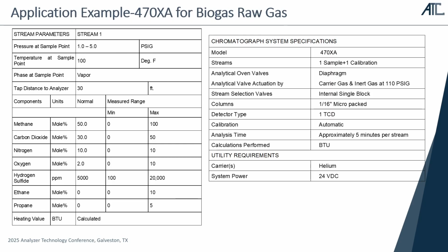You can do stream switching because EPA requires you give an update every 50 minutes, right? So the BTU will be calculated. And for this application, helium is used as carrier. If you want to use hydrogen, that's okay as well. So the system power is 24 VDC.